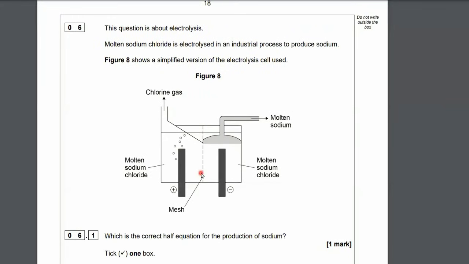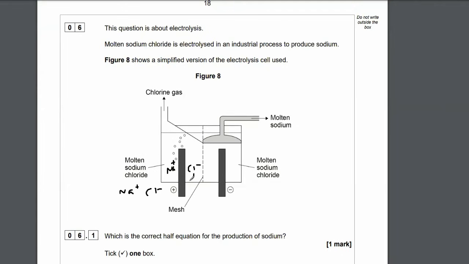What's the purpose of this mesh? Why does it have holes in it? What is it that they want to allow to pass through? Well, let's have a look. We've got molten sodium chloride here and molten sodium chloride here. Now, there aren't any molecules in here because it's all sodium and chlorine ions.